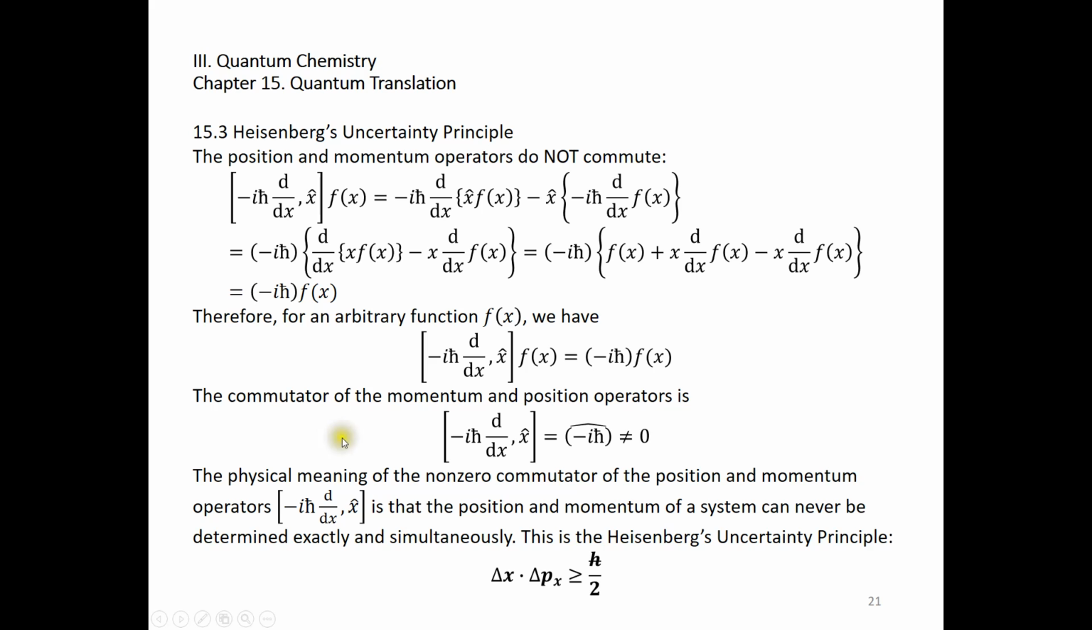Now the physical meaning of the non-zero commutator of the position and momentum is that the position and momentum of a system can never be determined exactly and simultaneously, and that's Heisenberg's uncertainty principle. We can never determine the position and momentum of the same system simultaneously. The uncertainty of position times the uncertainty of the momentum must be greater than or equal to 1/2 h bar.